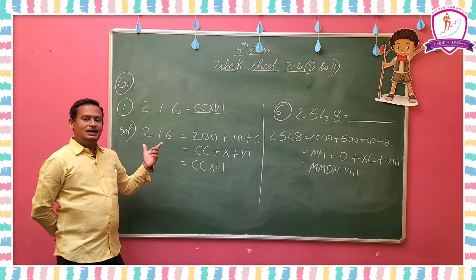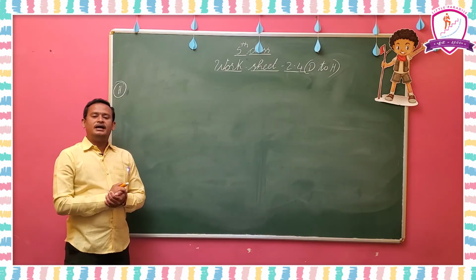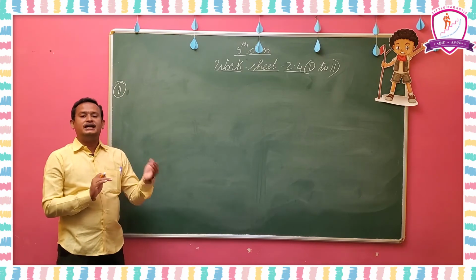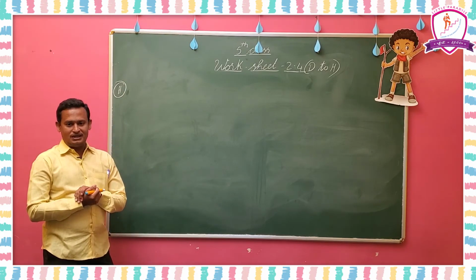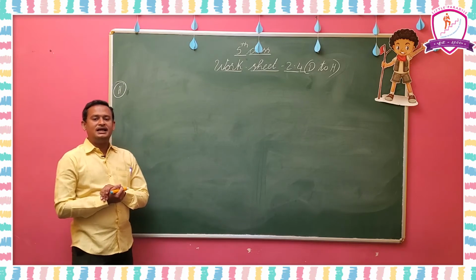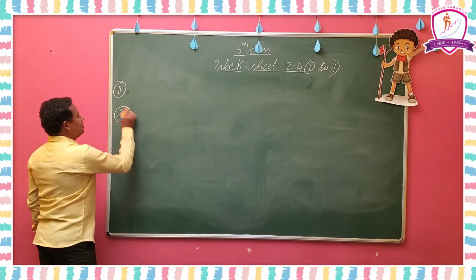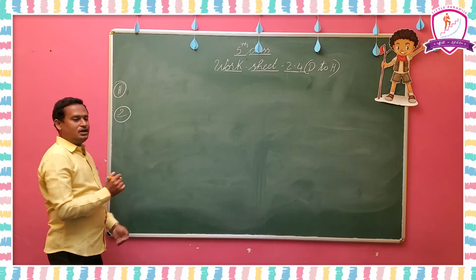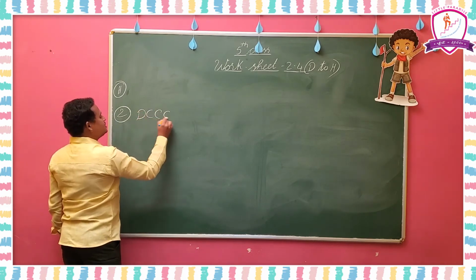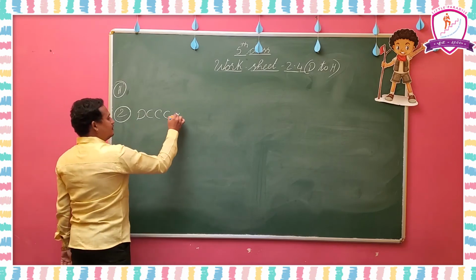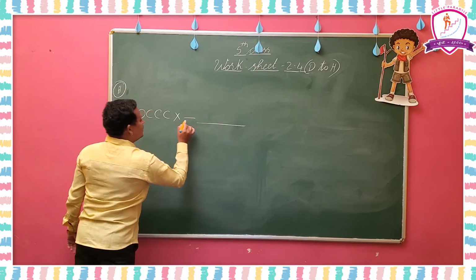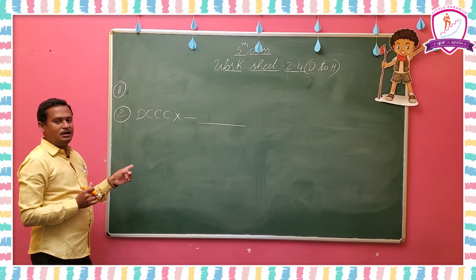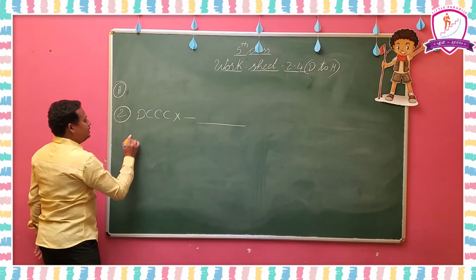Understood? Now H Roman. In H Roman, Roman numbers are given. We have to write the Hindu Arabic numbers for the Roman numerals. Now I am going to explain the second one here. You can do the first one easily. In the second one, D, C, C, C, X is given. When you are going to write the answer here, first you have to complete this in the rough book or notebook. Okay.